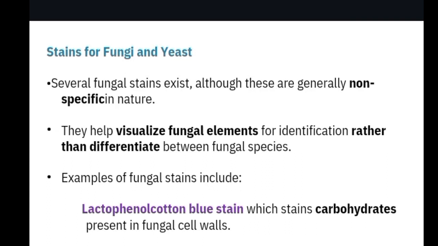So gram staining, Ziehl-Neelsen staining, and endospore staining are what we usually use for identification of bacteria. For fungi and yeast, several stains exist, although these are generally non-specific in nature. They help visualize fungal elements for identification rather than differentiate between fungal species. Examples of fungal stains include lactophenol cotton blue stain, which stains carbohydrate present in the fungal cell wall. So we easily visualize the fungal elements, which have carbohydrate in their cell wall.